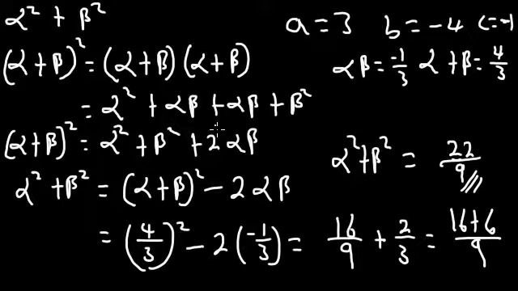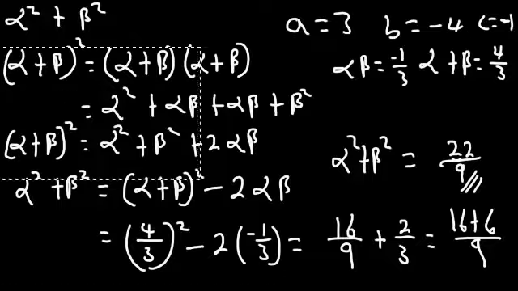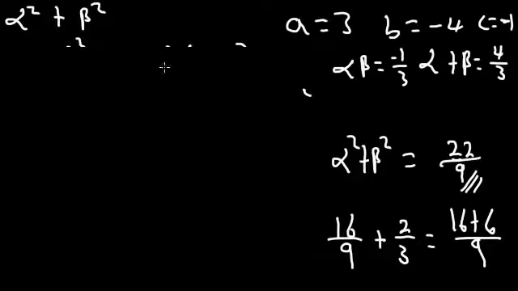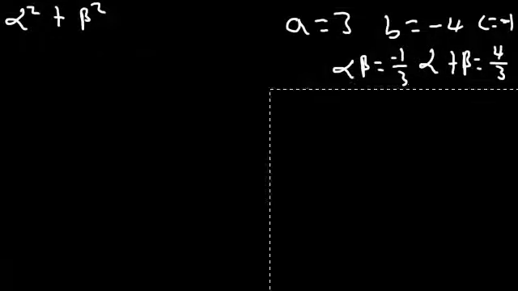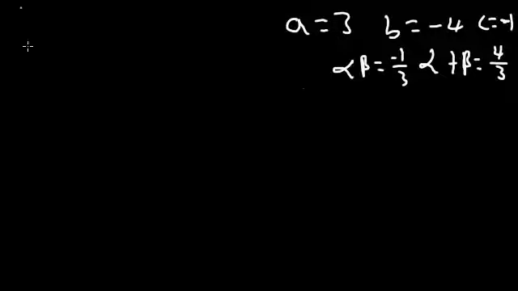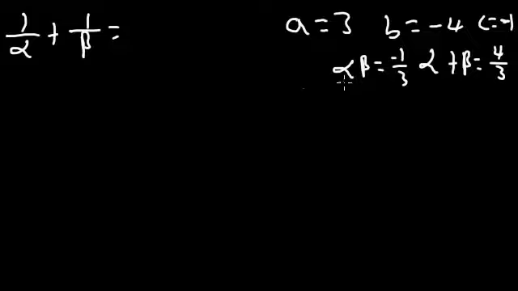Perfect. So that's it. Now let's consider another relation. What about 1/alpha plus 1/beta? These are just some likely relations you can be required to find in terms of alpha plus beta and alpha beta. So what do you think we can do to manipulate 1/alpha plus 1/beta to the extent that we would be able to find its value by just substituting alpha beta and alpha plus beta, because that's what you have to take into account.